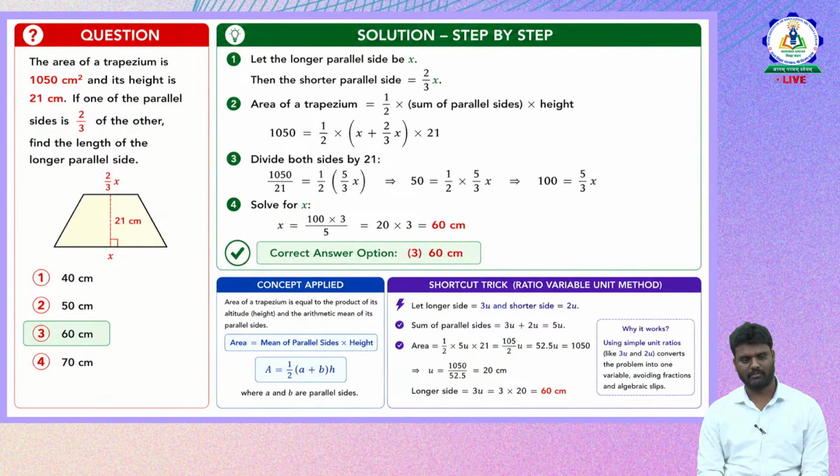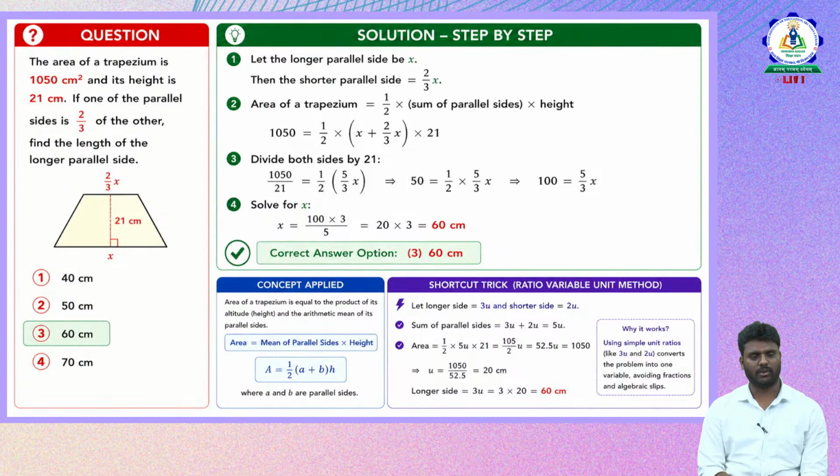option 4 is 70 centimeters. Now what they are trying to ask here: they have given the area of the trapezium, 1050 centimeters square, and its height, 21 centimeters. If one parallel side is 2 by 3x, in a trapezium, if you remember the concept, only one pair of sides is parallel and the other sides are non-equal. So one parallel side they have given as 2 by 3x, and the other side we need to identify.